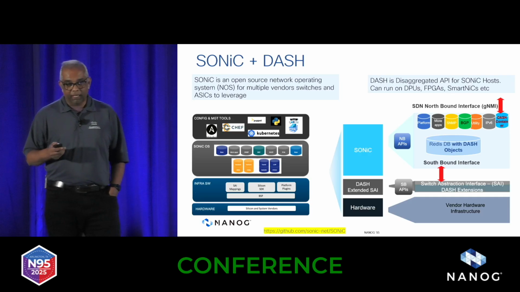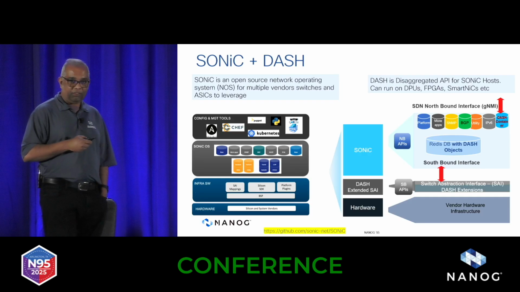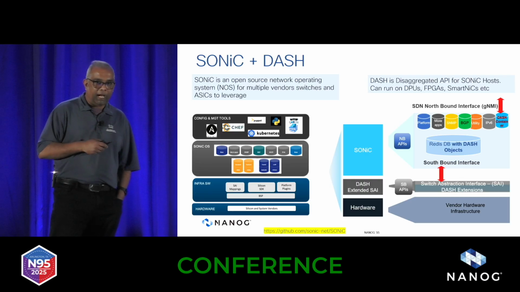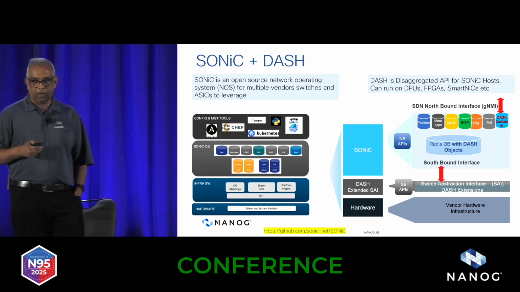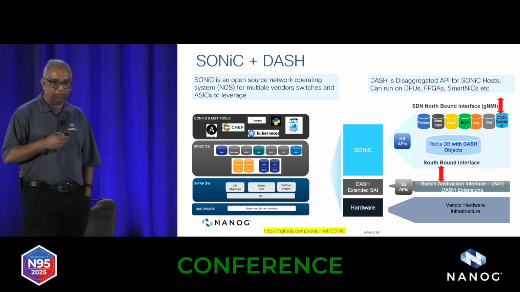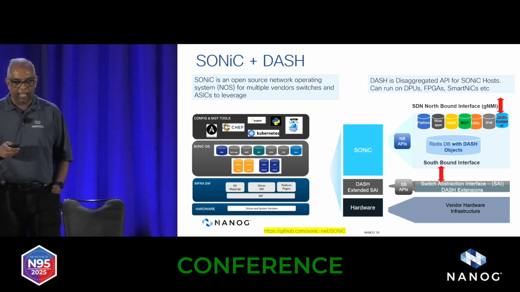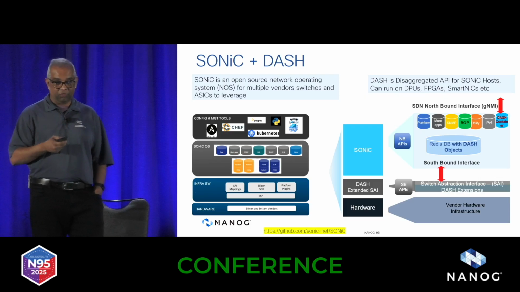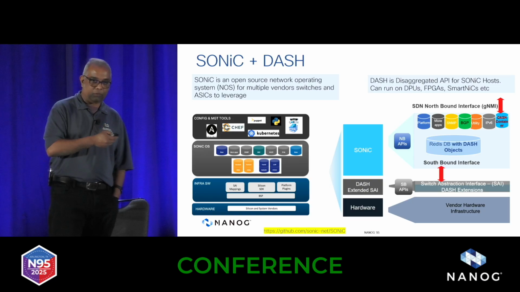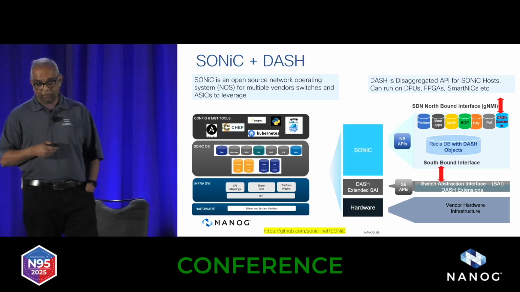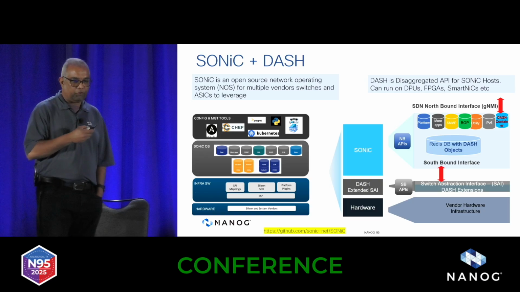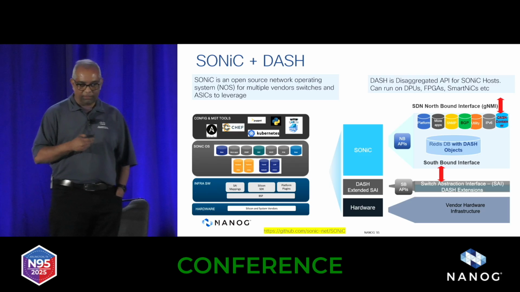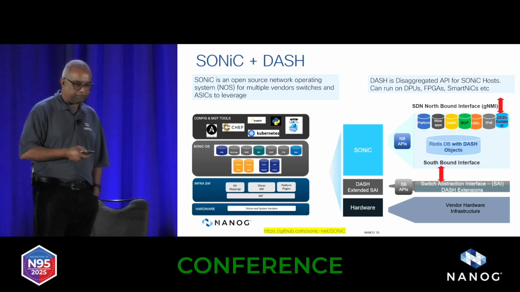On the other side, you have Dash, which is a distributed API for SONiC hosts. Think of it as SONiC Lite, built for things that can run on DPUs, FPGAs, SmartNICs, what have you. And here you have an API that is really programming an overlay services application in a similar manner as what the NPU would do. And that runs primarily on DPUs. So together, you have SONiC on the NPU and Dash on the DPU. You could use either depending on your model of operation.